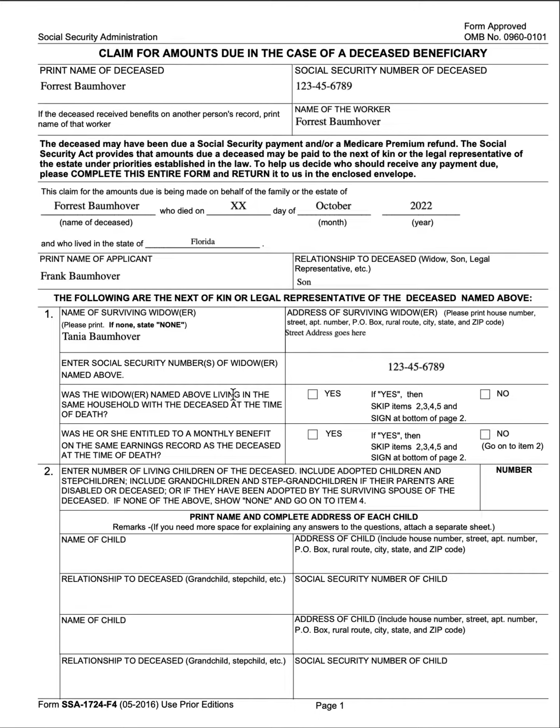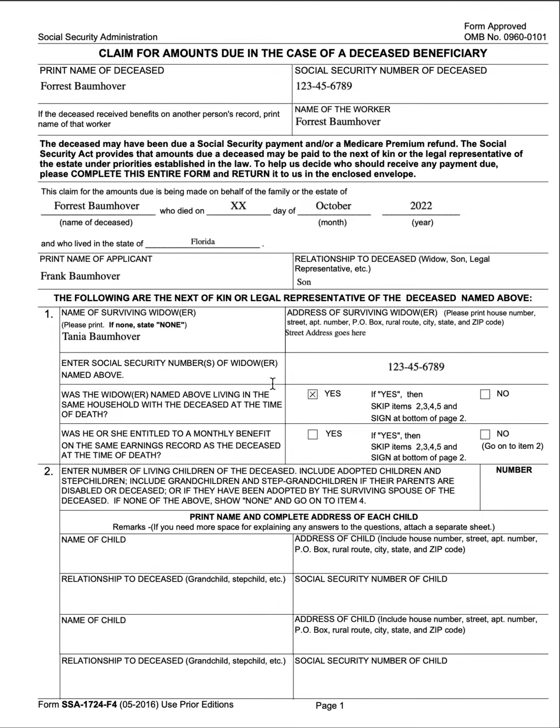And then, was the widow or widower living in the same household as the deceased at the time of death? Either yes or no. If it's yes, then you can skip everything below because the money is going to go directly to the widow or widower. You don't have to fill out all of this information about additional beneficiaries.